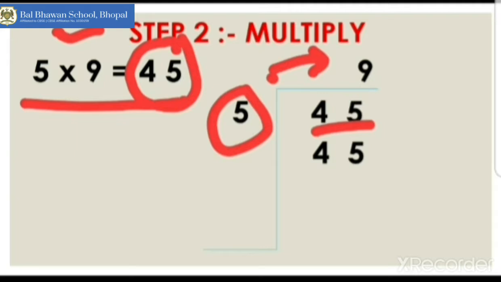So how are you going to read it? 5 nines are 45, and this 45, this product which you have got after multiplying 5 and 9, is to be written under the dividend. Here see, ma'am has written it under the dividend. So 5 nines are 45, this 9 will be written on the top and this is your quotient. And the product is to be written under the dividend, as you can see ma'am has written here.